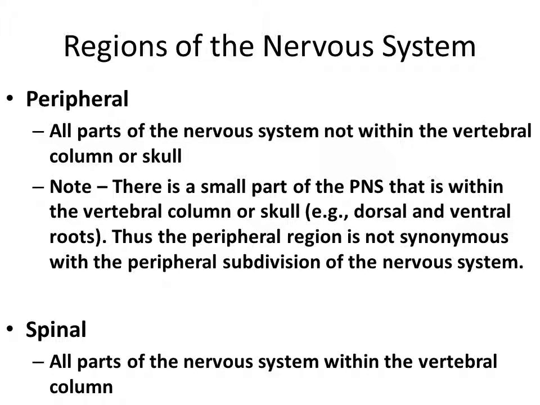Other terms you should be familiar with describe different regions of the nervous system. The peripheral region of the nervous system is the part of the nervous system that lies outside of the bony confines of the skull and vertebral column. This is not the same as the peripheral subdivision of the nervous system. So the peripheral nervous system and the peripheral region are slightly different.